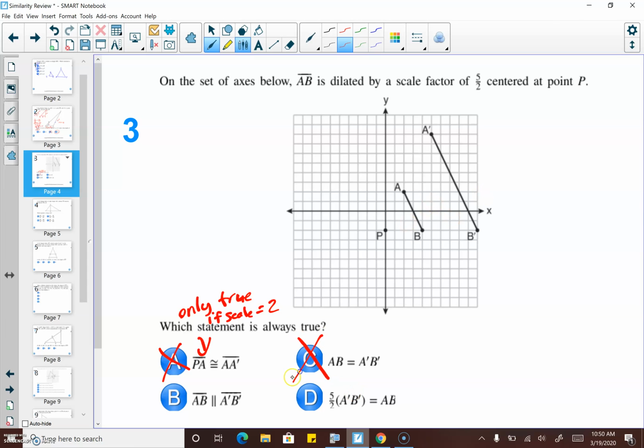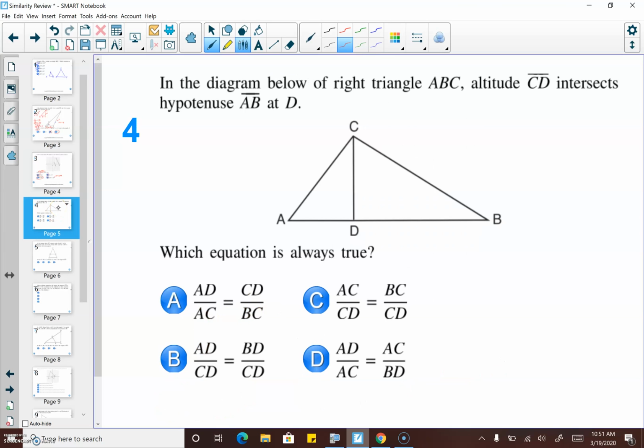AB and A prime B prime, well, obviously they didn't stay the same. Choice D is close. That almost makes sense if it was this: if A prime B prime was equal to 5 over 2 of AB. Remember, you'd have to multiply the original by the scale factor to get the new one. And you can probably see visually here from the picture that the only one that makes sense is that those two segments remain parallel.